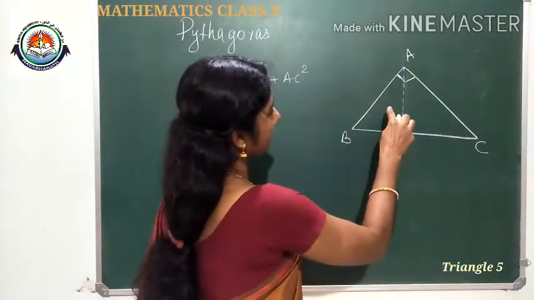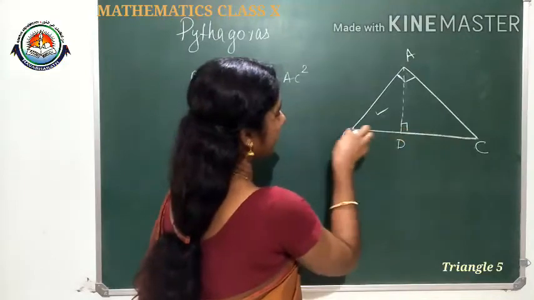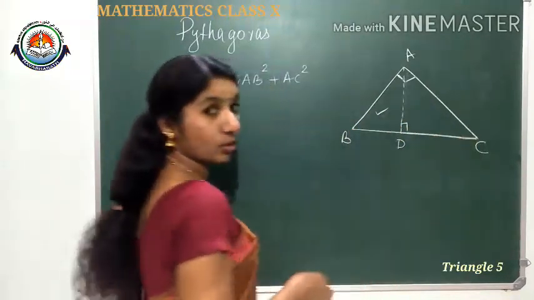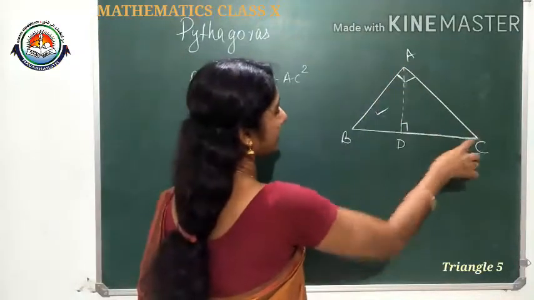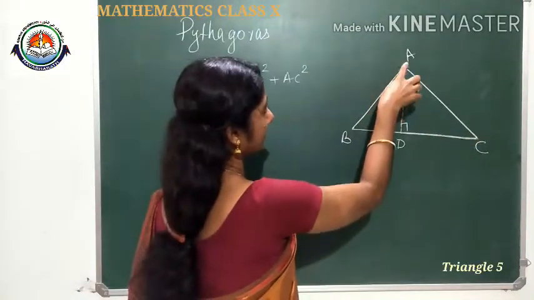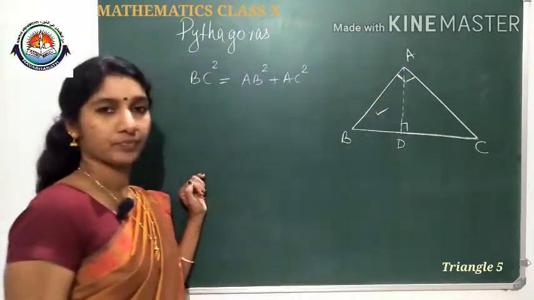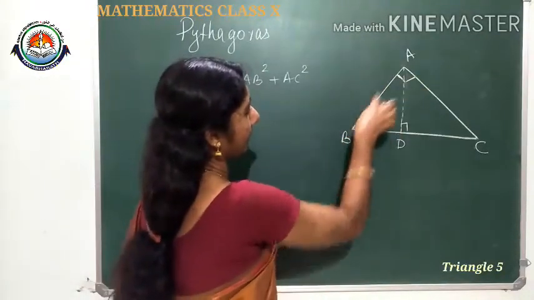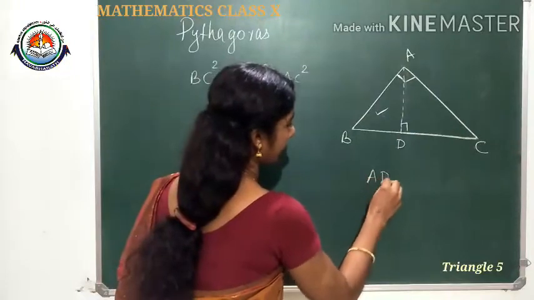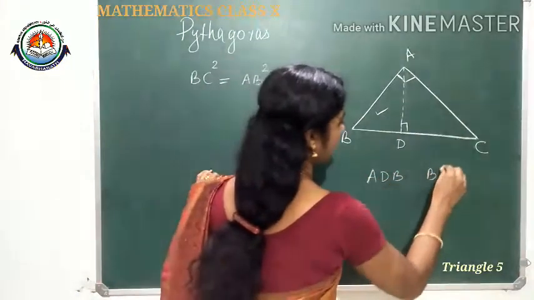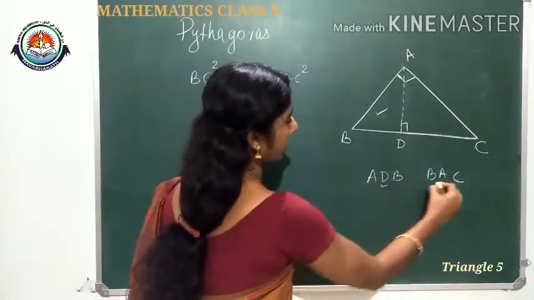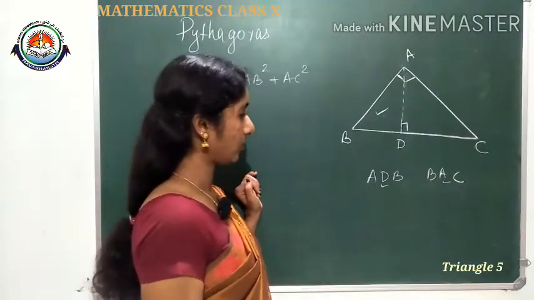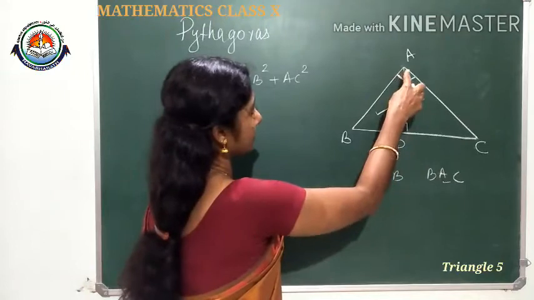See this triangle ADB and the triangle BAC, that means the original triangle BAC and the triangle ADB. You just see ADB and BAC. I am discussing ADB and BAC. See, angle D and angle A are 90 degrees, so they are equal.